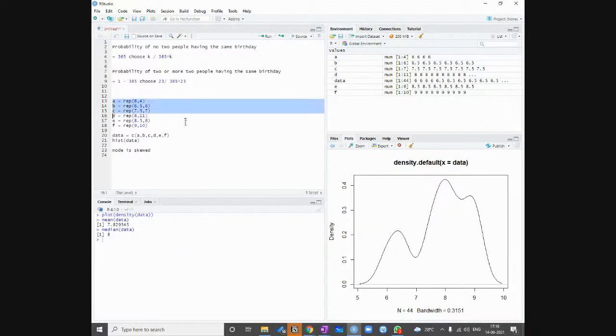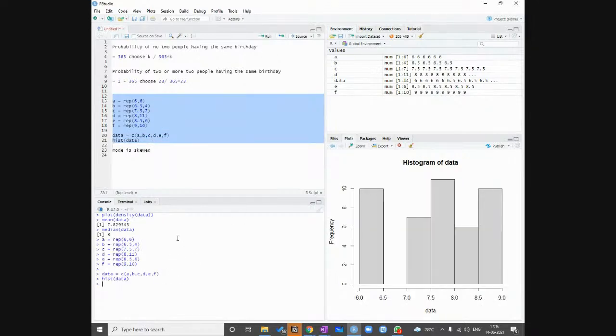The frequency of 6 is 6 and the frequency of 6.5 is 4. Oh, okay. I'm so sorry. Thank you. Okay, so let's again do the kernel density plot.